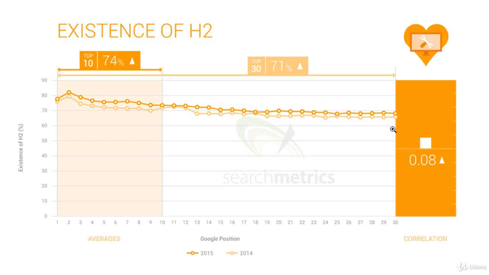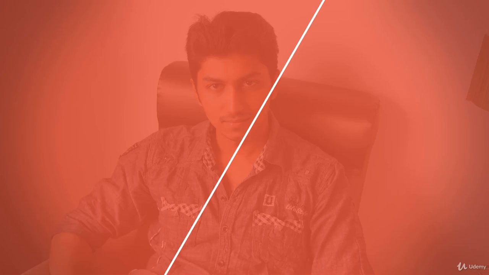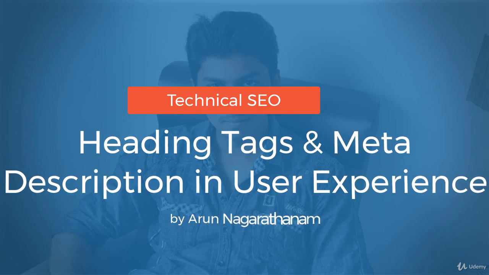Also, you might have wondered that the percentage of existence is increasing gradually from the 30th search result to the second one. But why is there a sudden drop always in the first search result, even in H2 or H1? Along with the answer to this question, I will also make you realize the importance of H1 and H2 heading tags and meta descriptions in terms of user experience in your site. Let's see that in the next lecture.